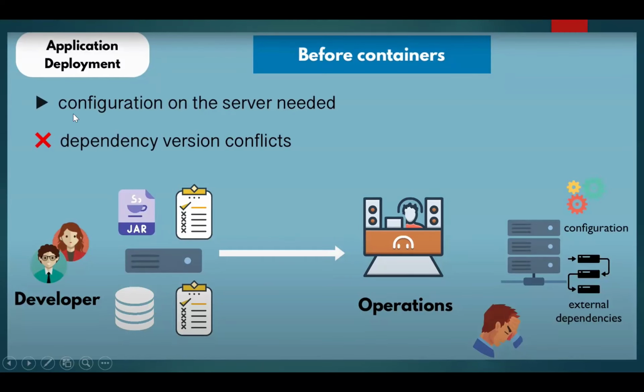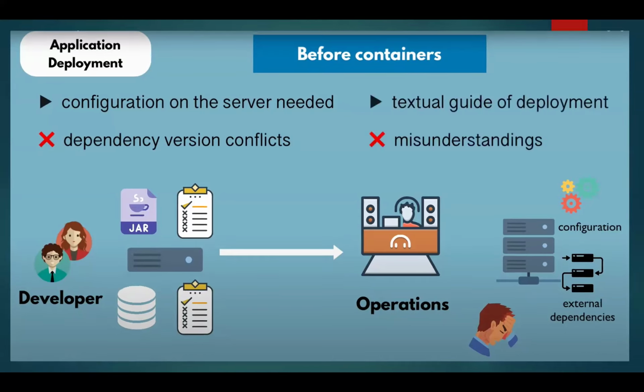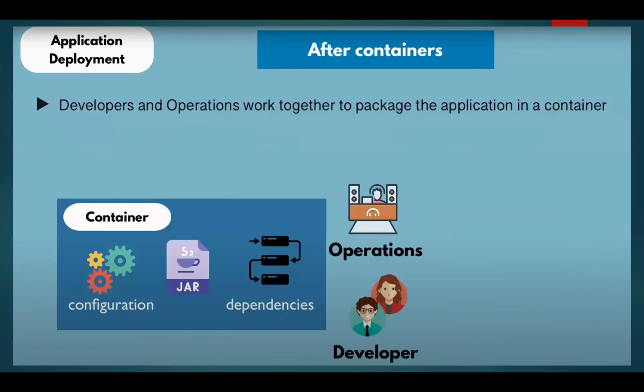In this, what are the problems you'll face? Configuration on the server needed. First, you require a lot of configuration. Dependency version conflicts. There could be version mismatches. Like if the developer forgets to mention what version of the database you have to install, then again the operation team would have a problem, because at a time you will be having 5, 6 versions to install. Again, textual guide of deployment, misunderstanding while writing the scripts. These are human errors. Though it is rare, still the chances are high as humans are writing all these things.